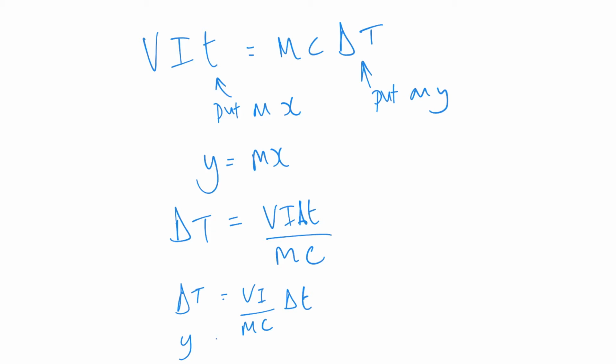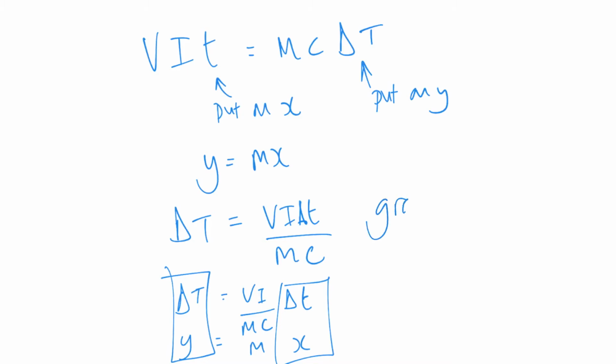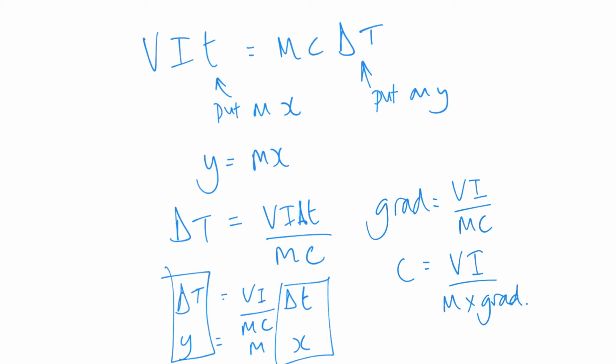So I just rearranged it to make it look nicer so I can compare it to y equals mx plus c. On the y-axis is delta big T, on the x-axis delta little t, so our gradient by comparison is VI over mc. We want to find the specific heat capacity c, so that's then VI over m times our gradient. So in other words, we need to get some data, plot a graph, find the gradient, whack it into the equation, and then find the value for specific heat capacity.